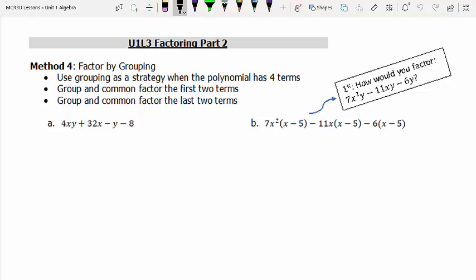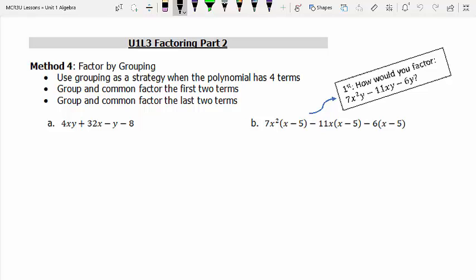So the next method we'll explore is called factor by grouping. Basically, you only use factor by grouping when you've exhausted all the other three methods. So you check, can I common factor anything? No. Can I use my decomposition or magic numbers method? No. Difference of squares? Nope. So you think, okay, I'm going to see if factor by grouping works.